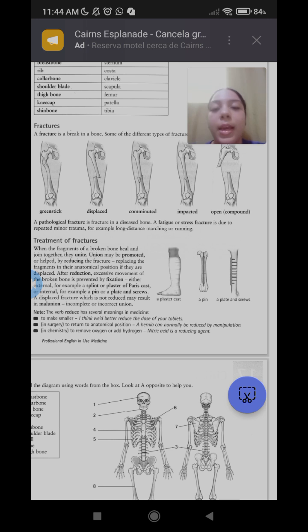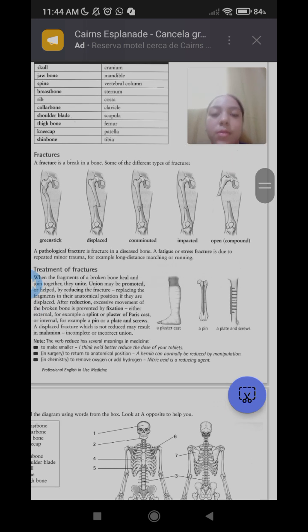Fracture is a break in a bone. One of the different types of fracture.